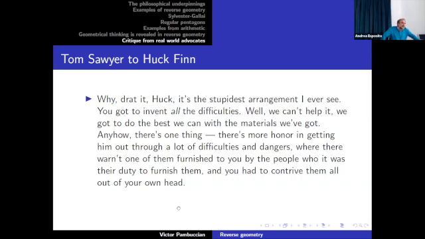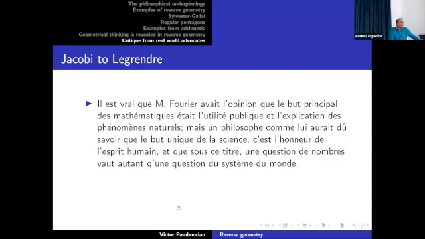"Anyhow, there's one thing. There's more honor in getting him out through a lot of difficulties and dangers, where there weren't one of them furnished to you by the people who it was their duty to furnish them, and you had to contrive them all out of your own head." Here he talks about liberating Jim by the very sophisticated method, which was supposed to be much more adventurous. So we also had to invent all these difficulties because they were never given to us by the people who it was their duty to give us.